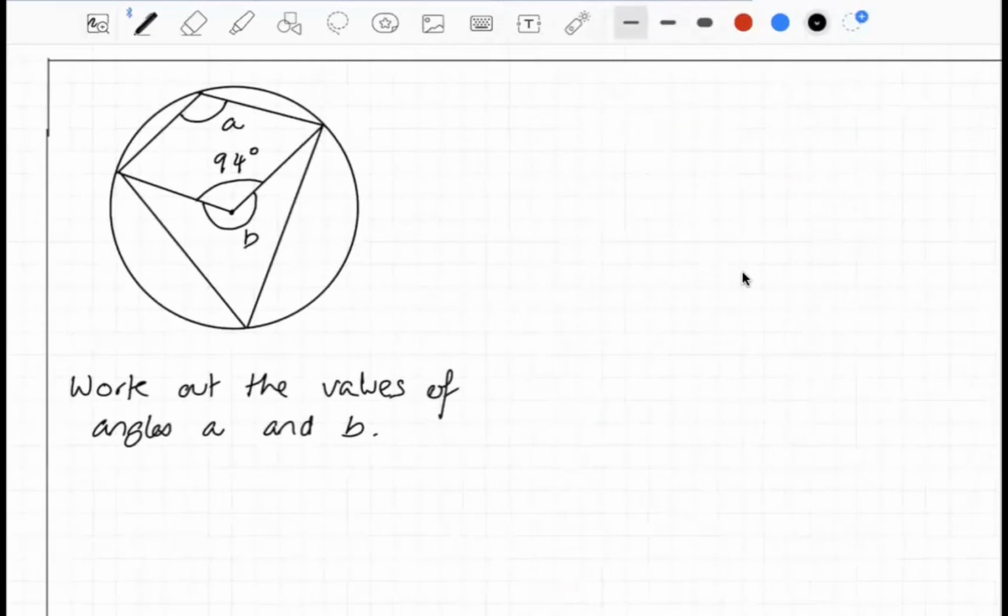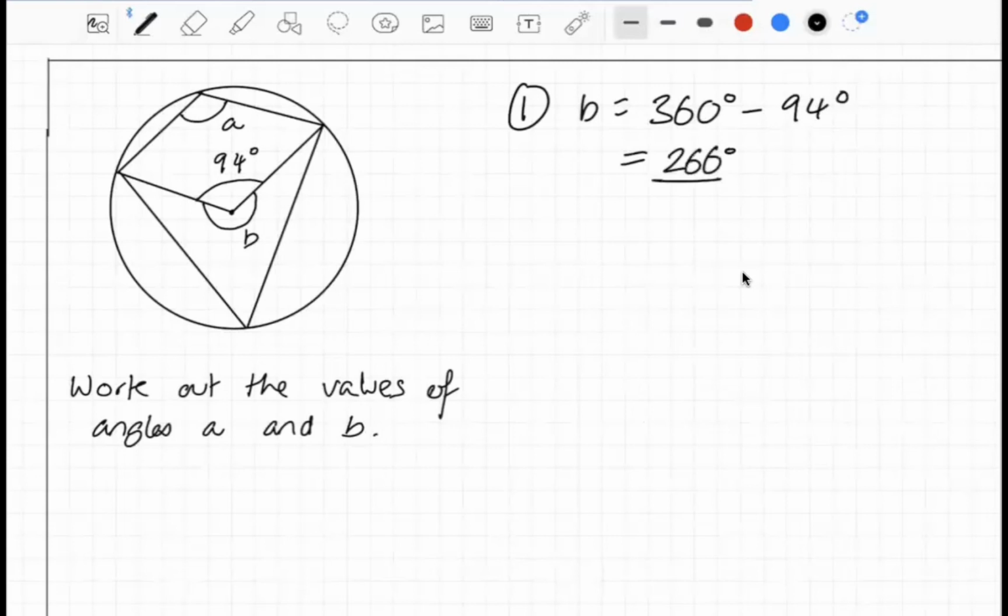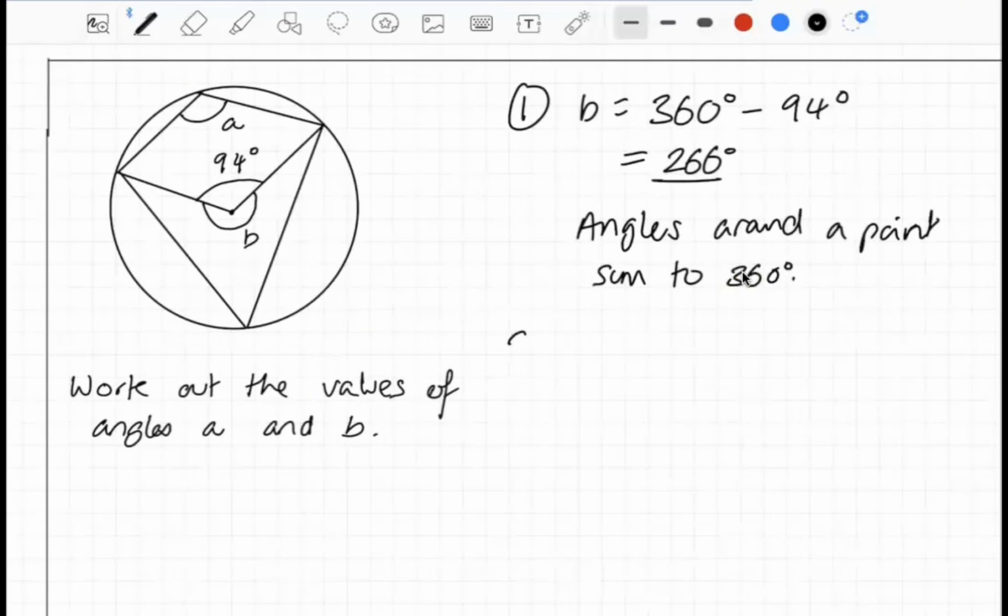So first thing I see is that angle B is going to be 360 degrees minus 94, which is going to be 266. Why? Because the angles around a point sum to 360. Fine.